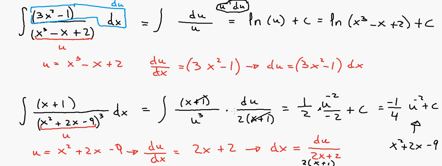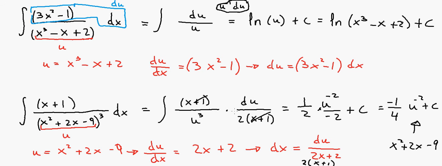We go back to our integral, equals integral x plus 1, we haven't done anything with it yet, divided by u to the power of 3. We can replace all of this expression with the letter u, and then instead of dx, we're going to substitute in this expression, which is du over 2x plus 2, and at this point I'm going to rewrite the 2x plus 2 as 2 times x plus 1, just taking the 2 as a common factor. That means that now x plus 1 and x plus 1 cancel.